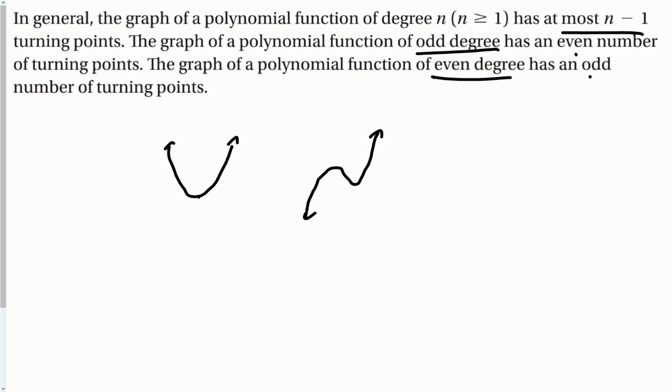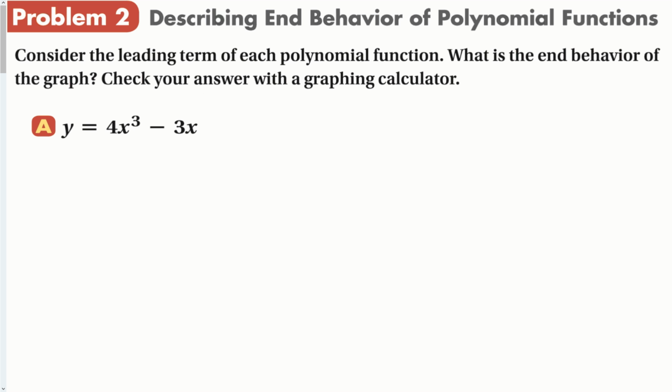It's not telling me much. But what it is doing is letting me get an idea of what the graph could actually look like when we graph them. Okay? So let's do this. Consider the lead term of each polynomial function. What is the end behavior? And you could check it with a graphing calculator if you wanted to.